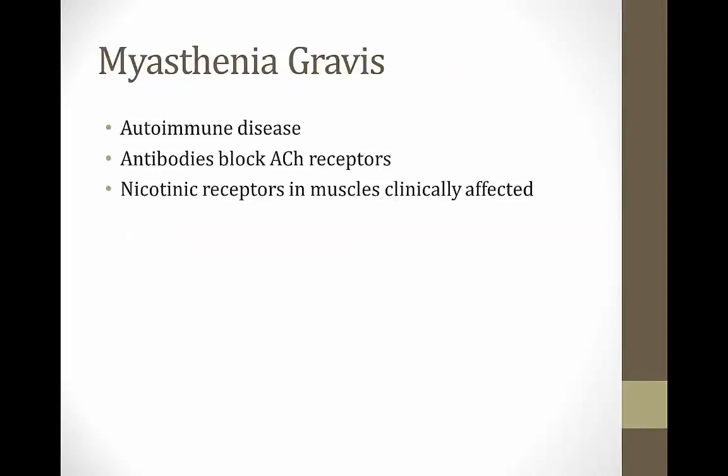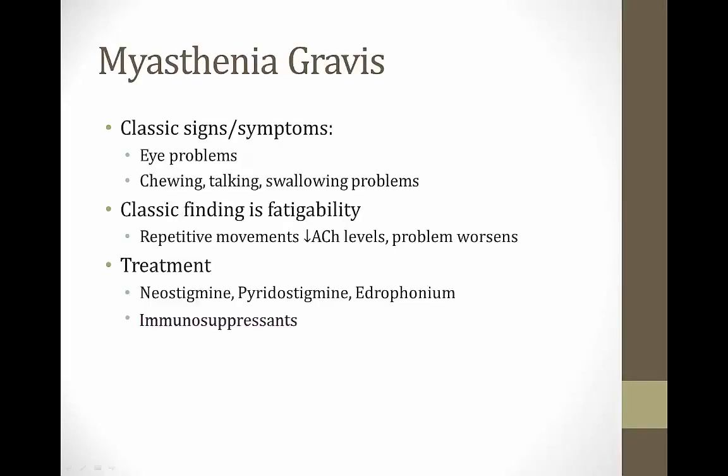Let's talk about myasthenia gravis briefly. It's an autoimmune disease where antibodies block the acetylcholine receptors. Nicotinic receptors in muscles are what are primarily affected clinically so that patients become weak. The classic signs and symptoms are eye problems, so the muscles of the eyes are particularly prone and patients will have diplopia and trouble moving their eyes. They can also have trouble chewing, talking, or swallowing, all from muscular weakness.